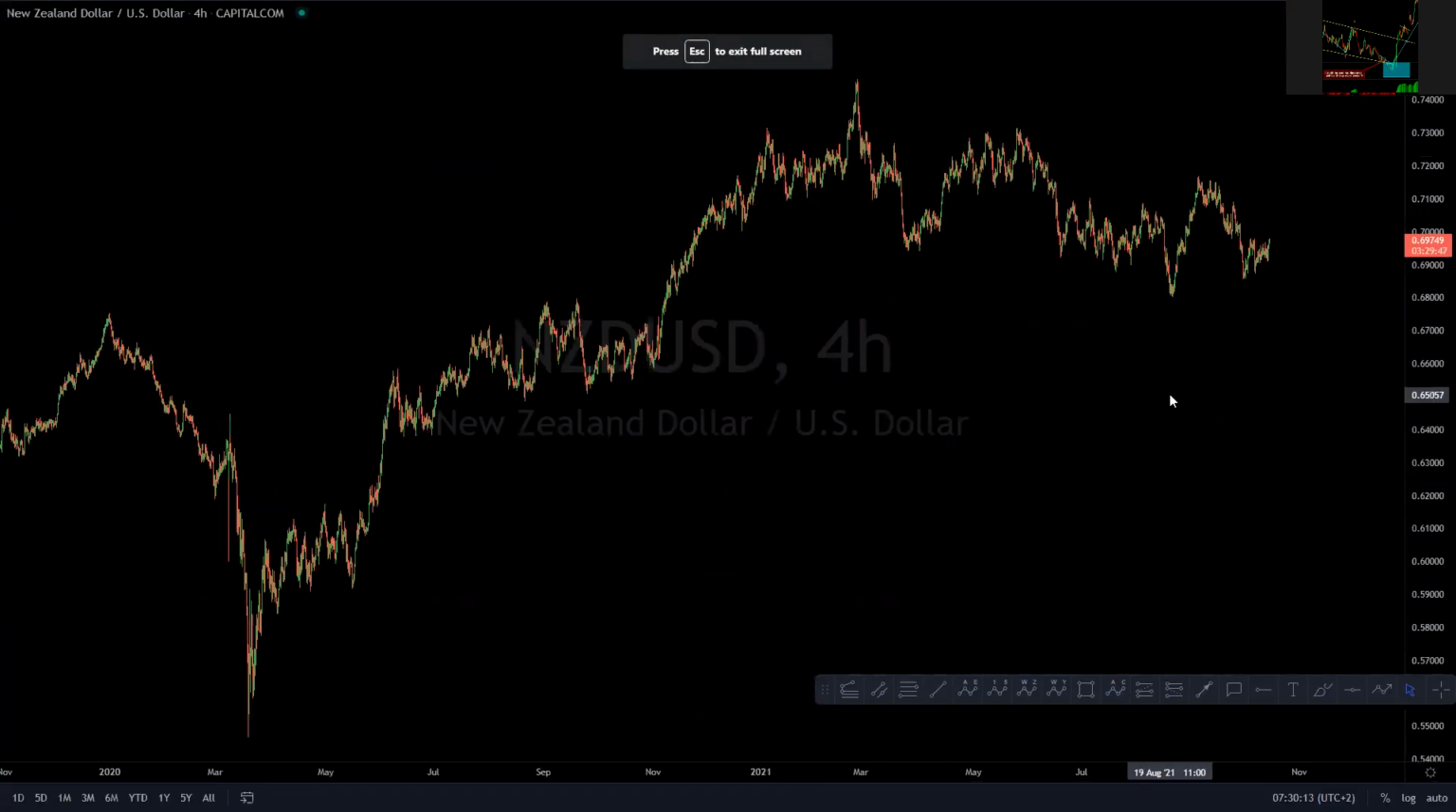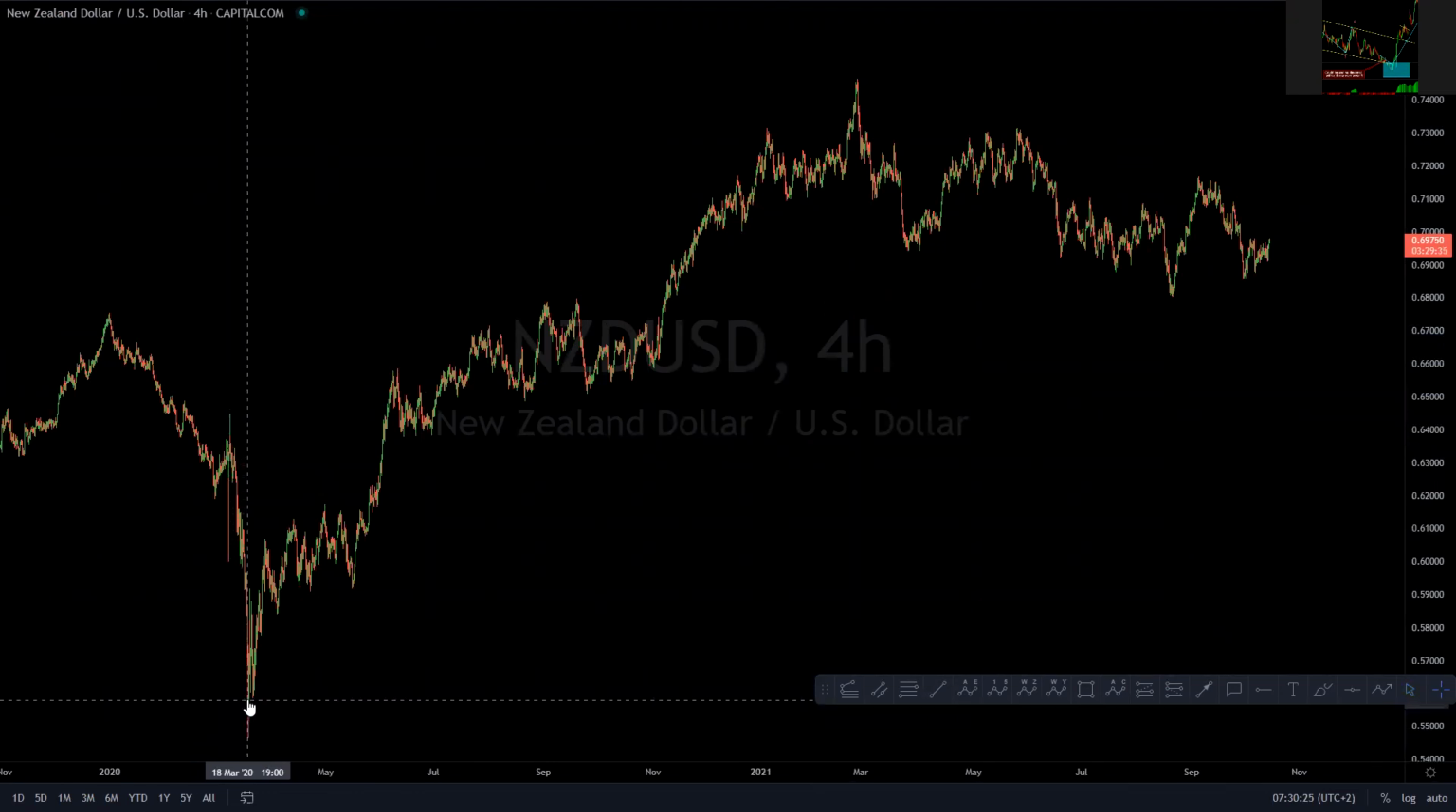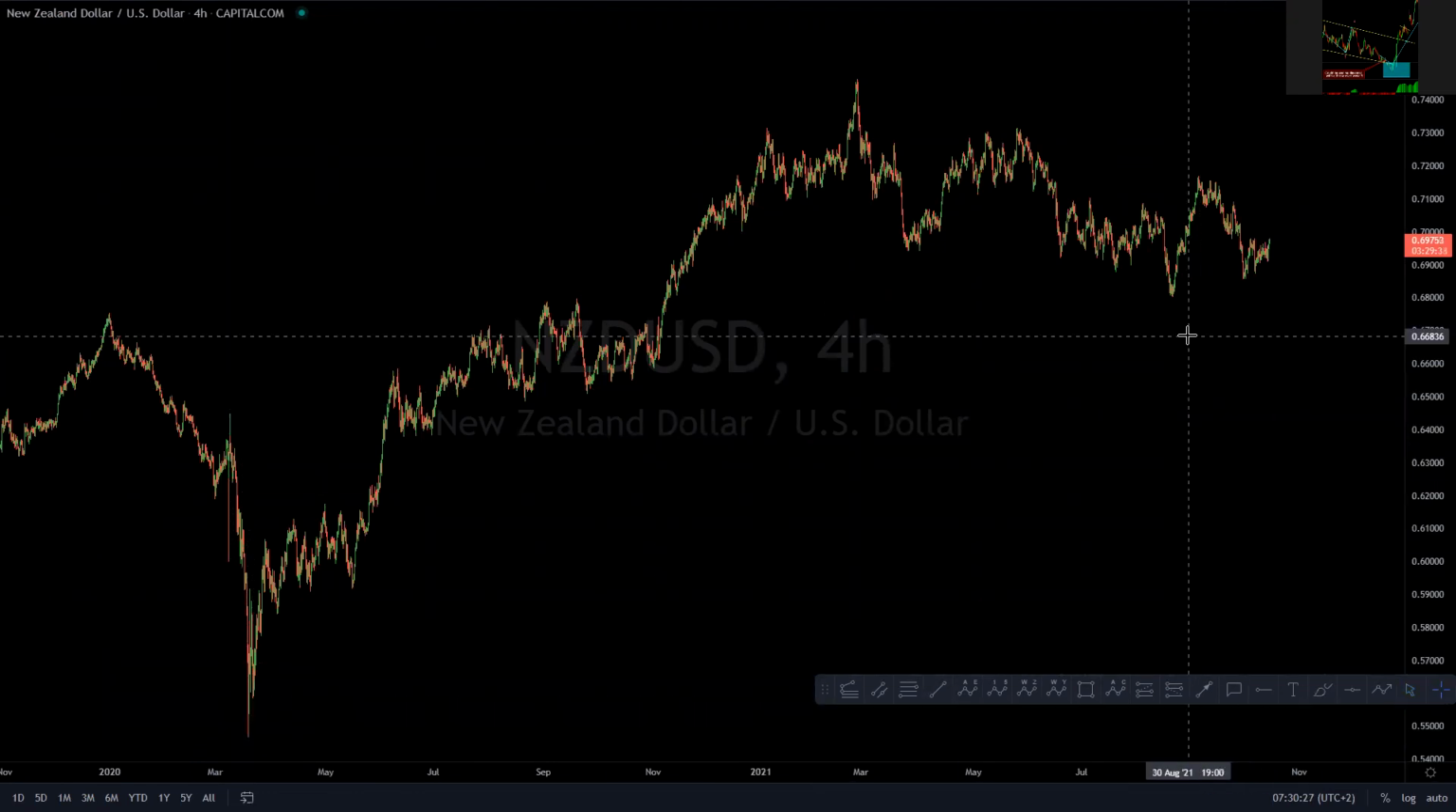We take a look at New Zealand dollar versus the US dollar. One can see that on this 4-hourly chart from these lows here, which would have been the March 2020 lows, we've had what appears to be a bullish sequence to the upside since then, right?